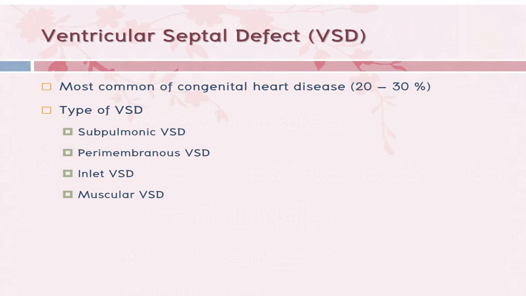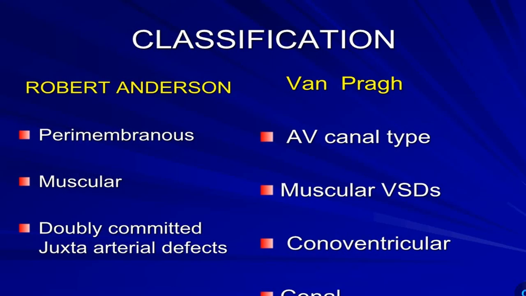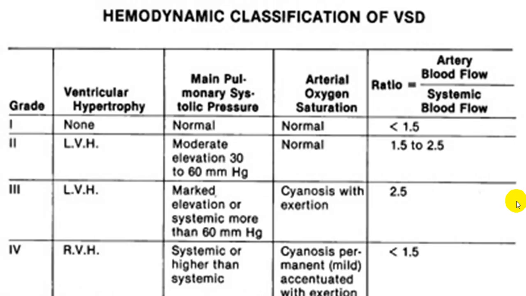It is the most common congenital heart disease, accounting for nearly 25 to 50% of the cases. We have already mentioned subpulmonic, perimembranous, inlet and muscular VSD. There are different other terms also being utilized by different persons. Here it is AV canal, muscular, conoventricular or canal defects. This one divides only into 3: perimembranous, muscular and juxta-arterial. So it depends on which classification you are using.